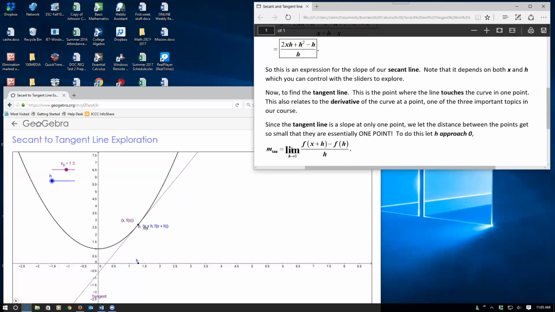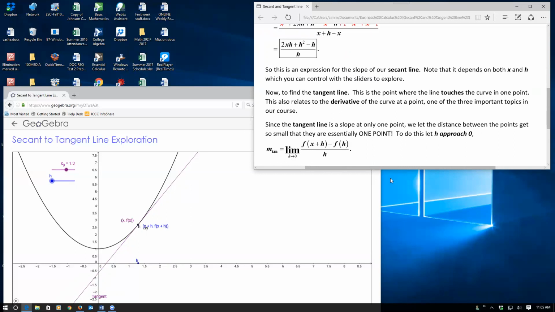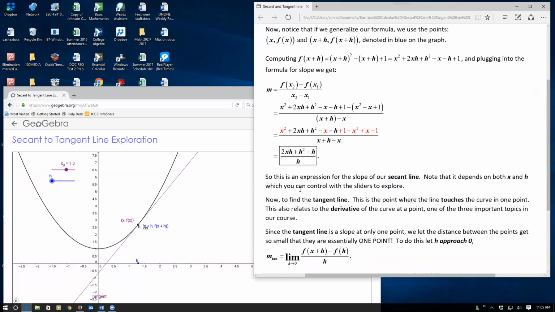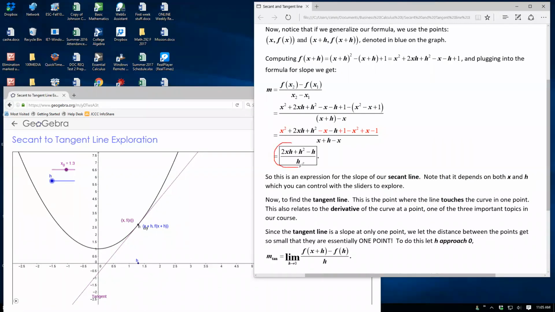So the slope of my tangent line is the limit as h goes to zero of that function, f of x plus h minus f of x. So this was just what we did up here. What we're going to do is take what we had up here for our secant line, and put that right here because they're the same thing. The only thing we're going to do differently is let that limit go to zero, and that's the only difference between the secant line and the tangent line. So if I were to plug that in, I would get this.